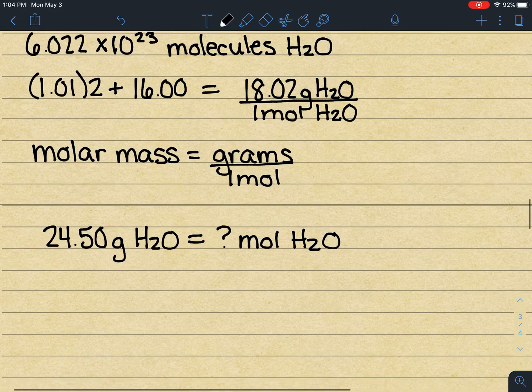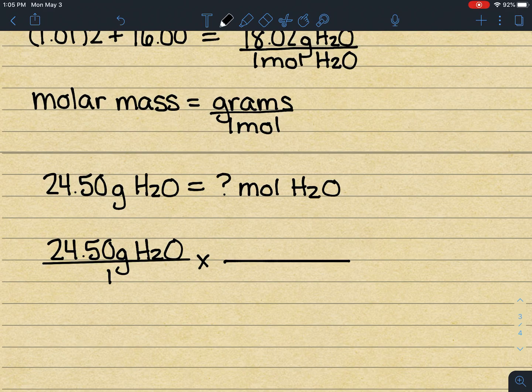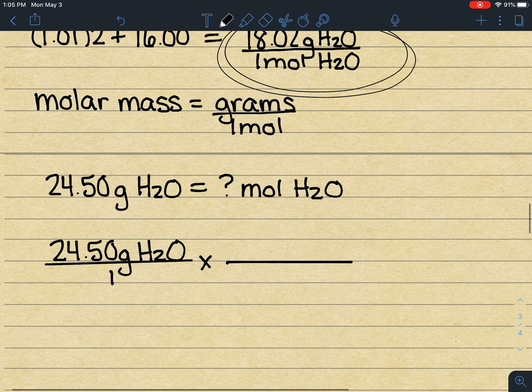We're going to take that 24.50 grams, and in prepping you for stoic, this is just going to show you the way that we do it in stoic, and then I'll show you the other way, which is the way most of you will use it. I'm going to take my molar mass conversion up here, right? I've got it right there. And I want my units of grams of water to cancel out. So I'm going to take that 18.02 and I'm going to put that on the bottom. And I'm going to write my 1 mole of H2O on the top.